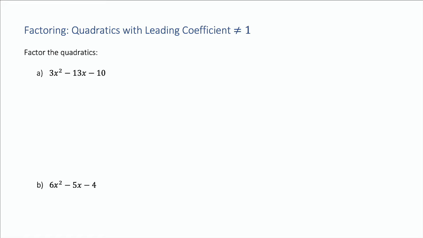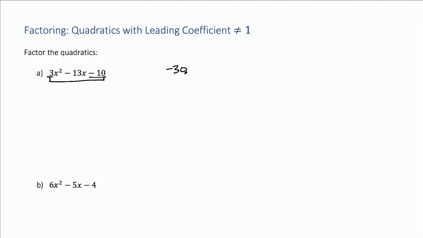When factoring quadratics with a leading coefficient that's not 1, the first thing we're going to do is take our leading coefficient and multiply it by our constant term. And so that's 3 times negative 10, which is negative 30.